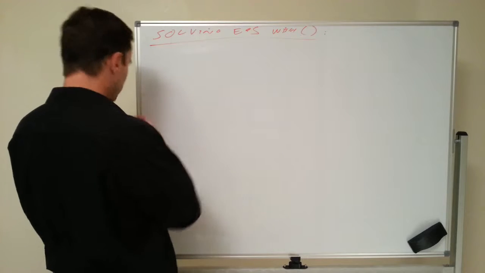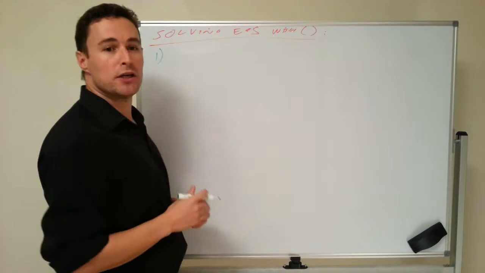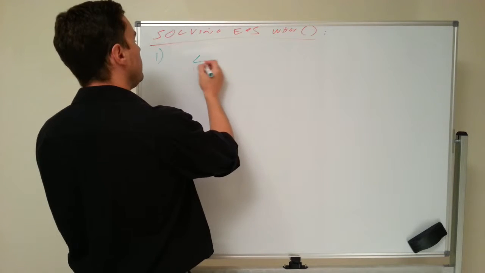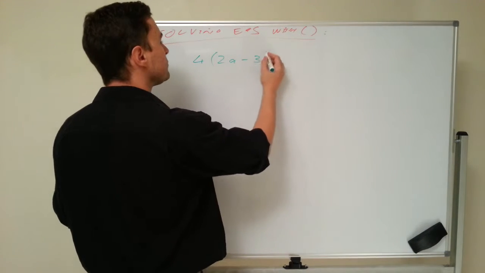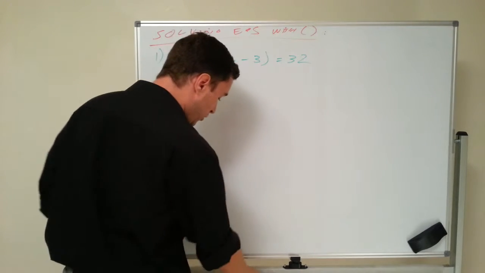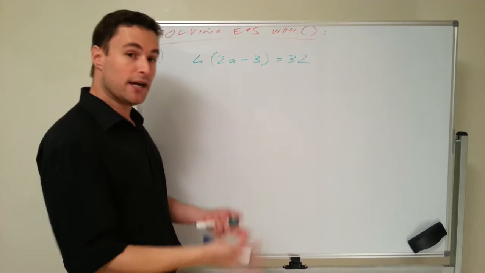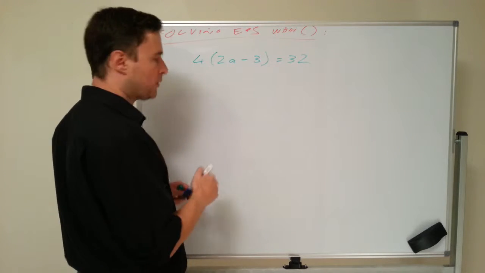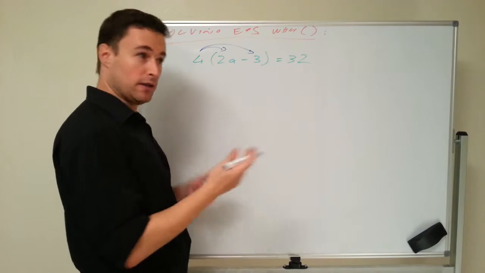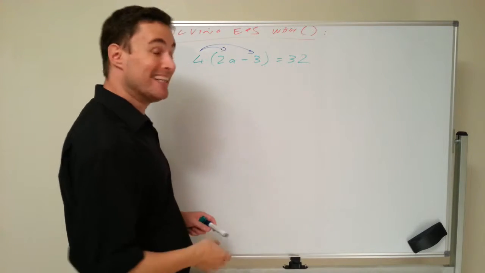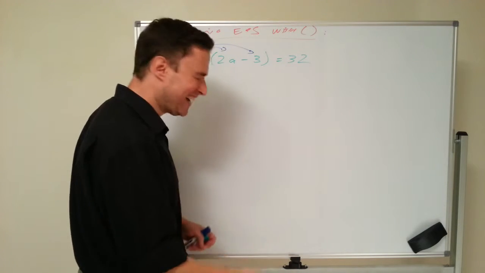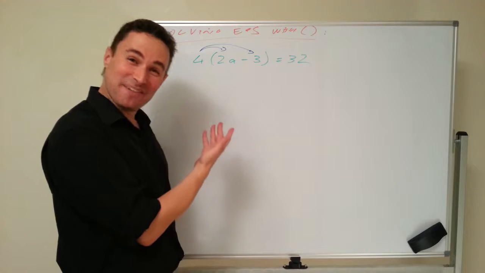The first method, method number one, is where you expand and then you solve. So let's look at this one: 4 times (2a minus 3) equals 32. With this method, I'm going to expand the brackets first and then go back to solving a linear two-step equation. So if I expand this bracket, I use the distributive law. I did it in a previous video.